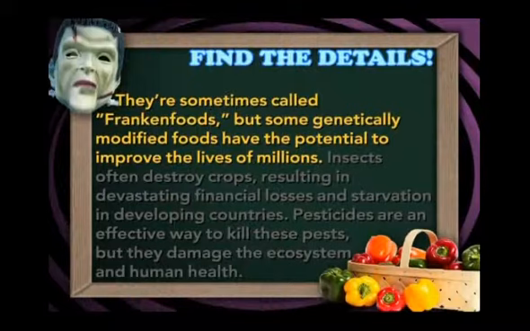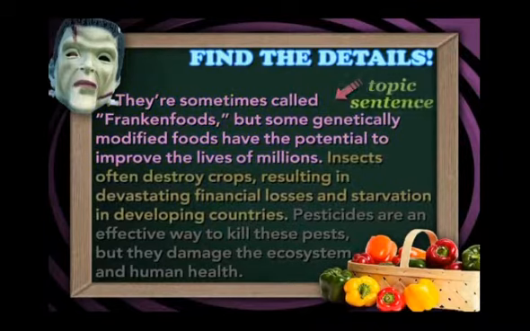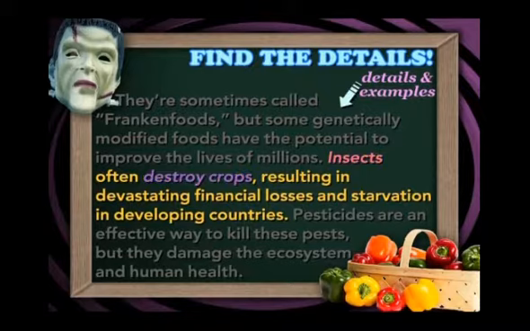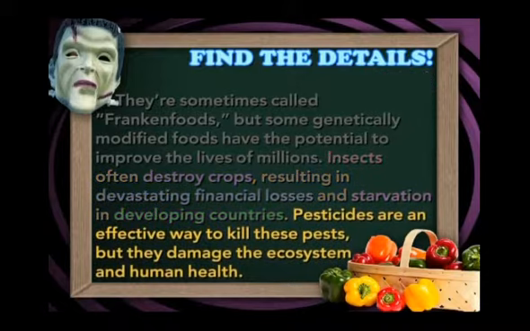Here's my answer. They're sometimes called frankenfoods, but some genetically modified foods have the potential to improve the lives of millions. That's my topic sentence. Insects often destroy crops, resulting in devastating financial losses and starvation in developing countries. My details and examples include insects, destroying crops, devastating financial losses, starvation, and developing countries. Notice how specific developing countries is. I don't just say countries.